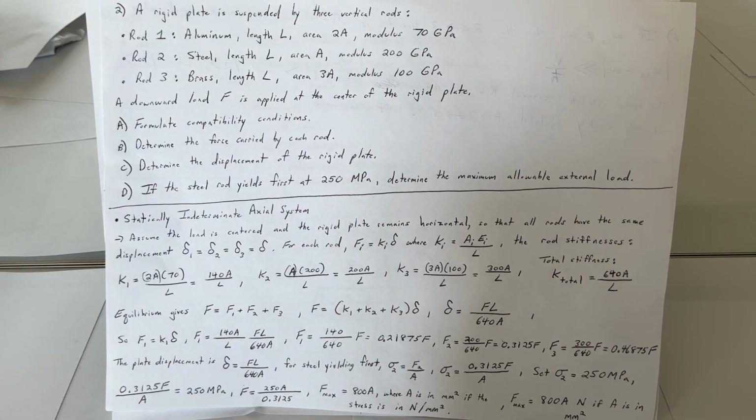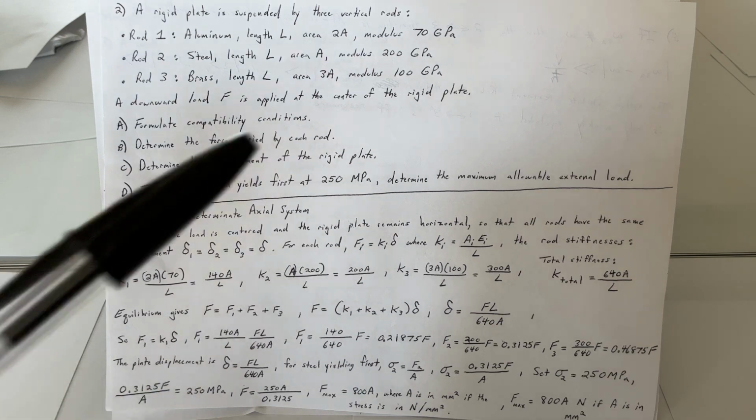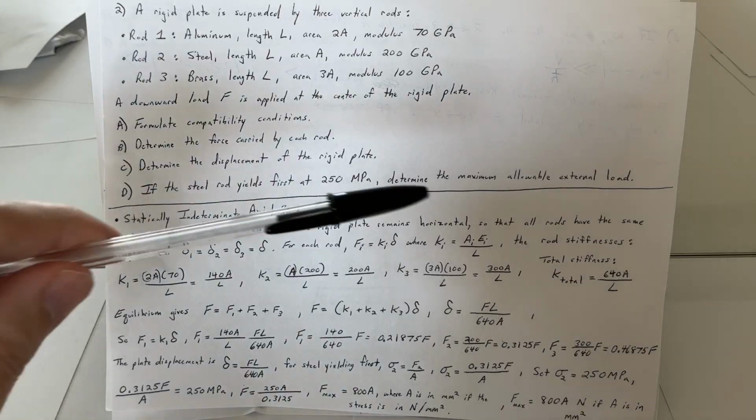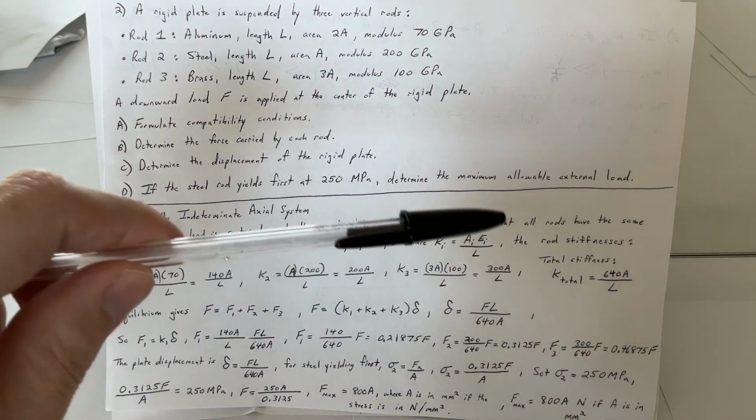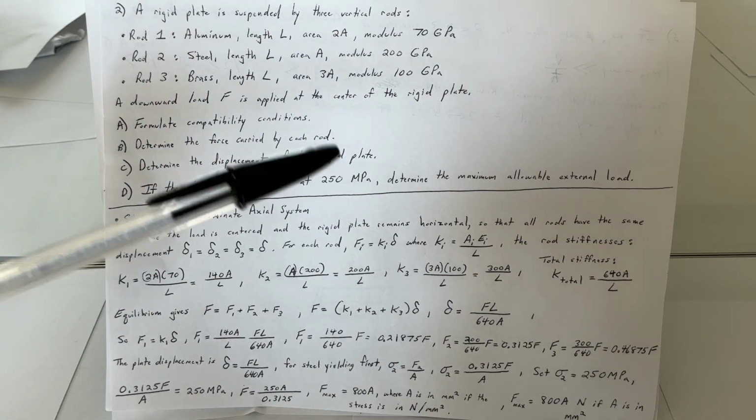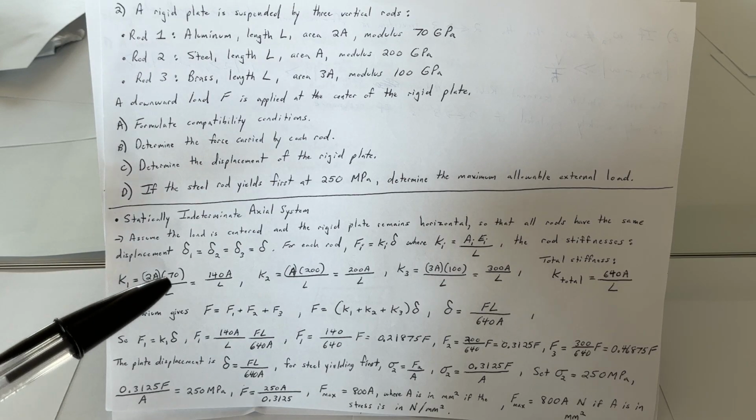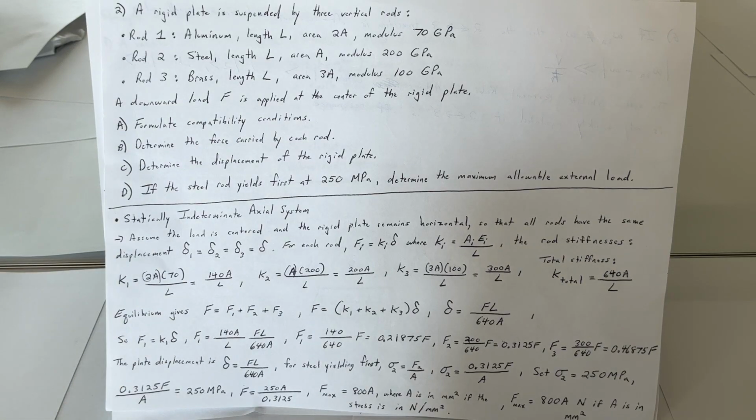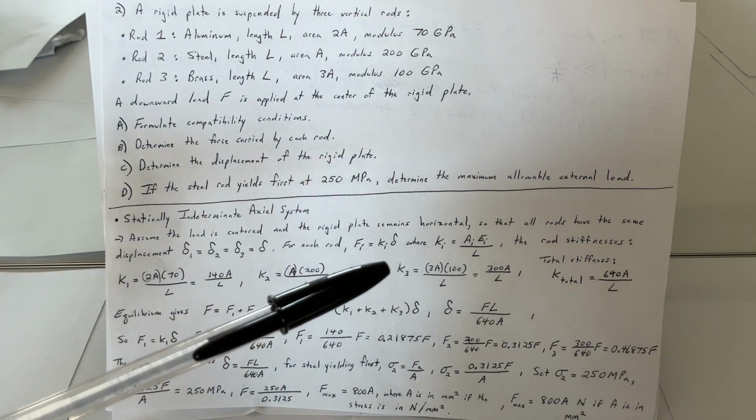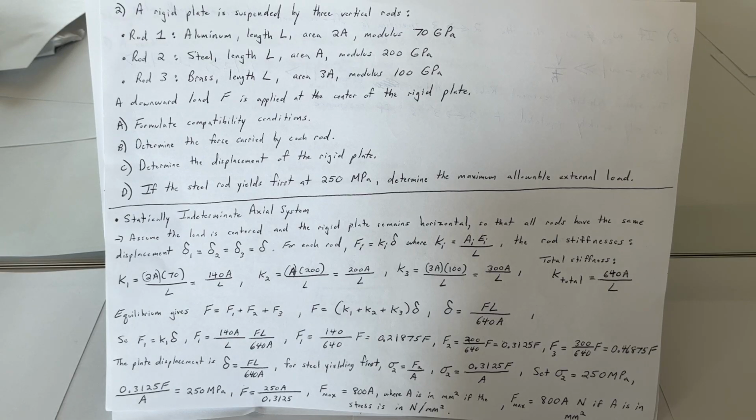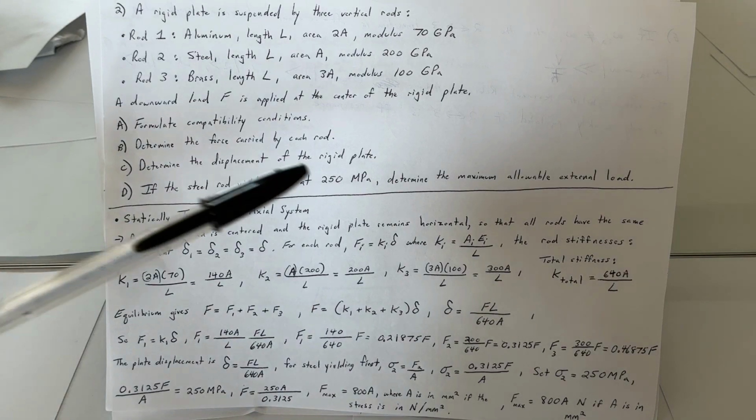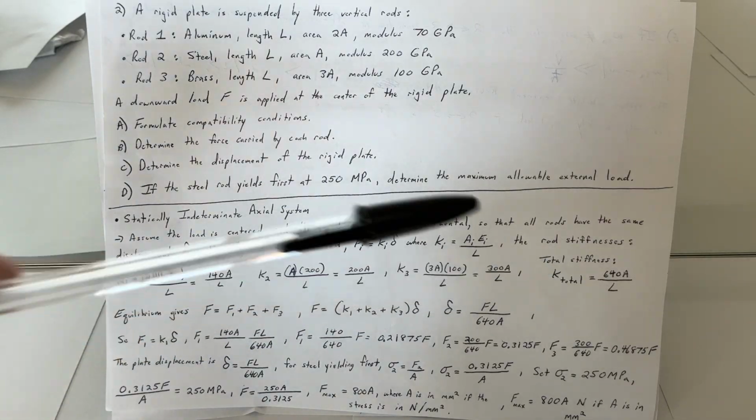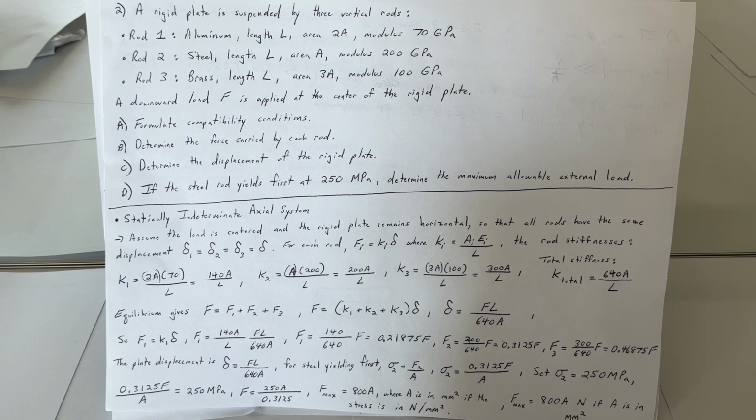equals delta. For each rod, F sub i equals k sub i delta, where k sub i equals A sub i E sub i over L. And the rod stiffnesses here: k sub 1 is 2A times 70 over L, which is 140A over L. k sub 2 is A times 200 over L, 200A over L. k sub 3 is 3A times 100 over L, equals 300A over L. So our total stiffness from adding these up, k sub total, is 640A over L.